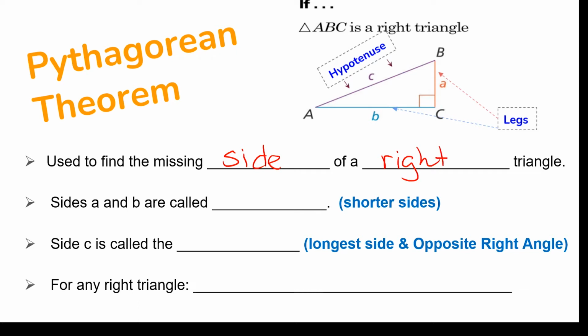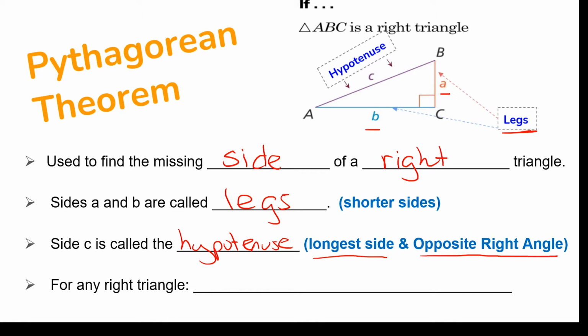Sides A and B are called the legs, and they are the shorter sides. So we can see in this figure up here, the legs are A and B. They are the shorter sides. C is called the hypotenuse. Hypotenuse. And that is the longest side, and it is also the side opposite the right angle.